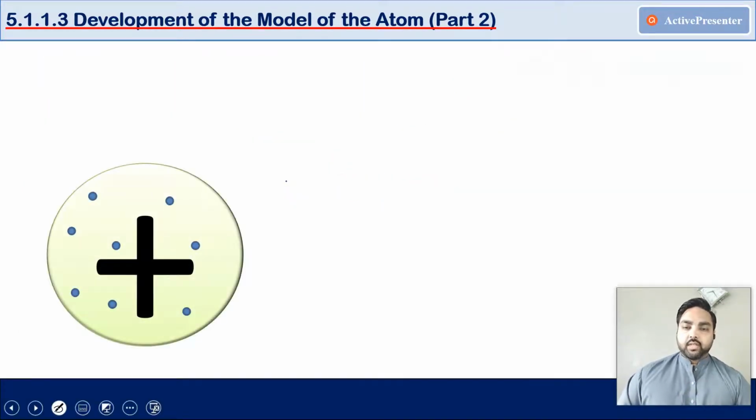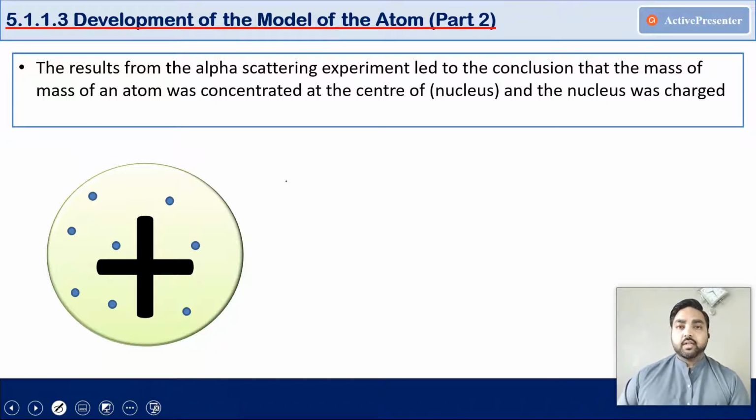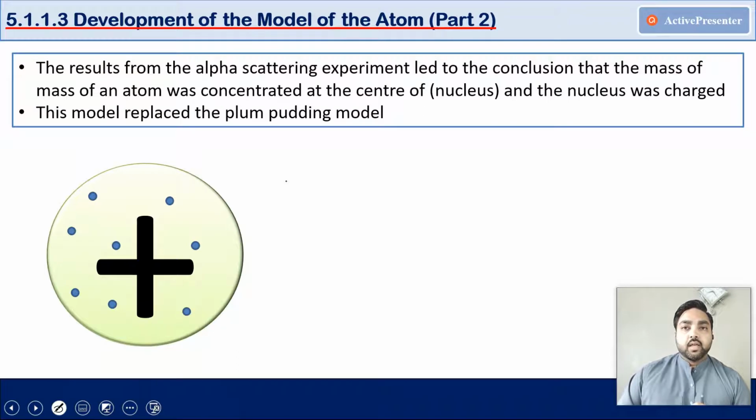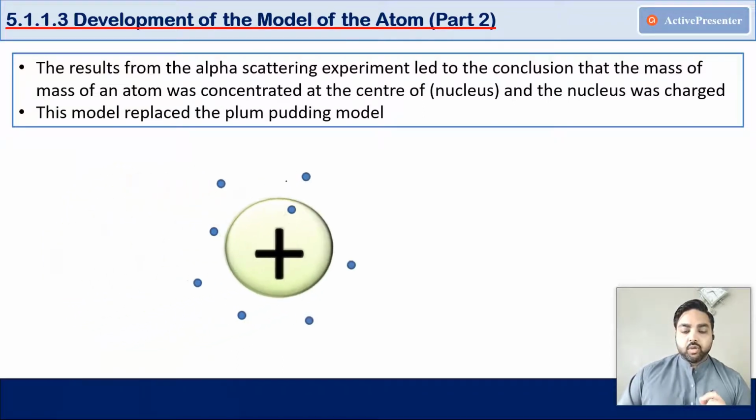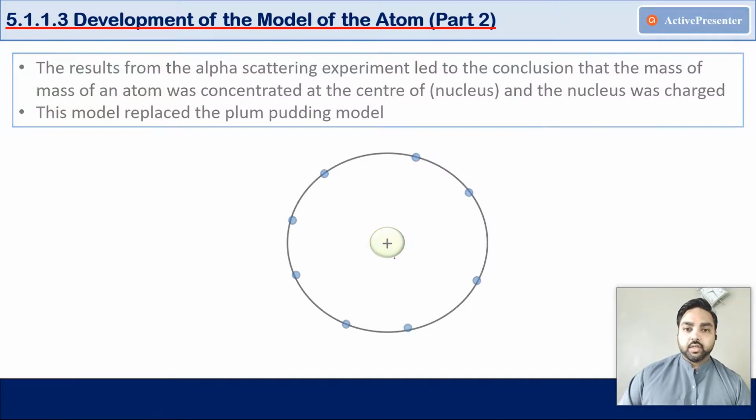Now, what that meant was that it caused issues with the plum pudding model as it currently stood. So the results from the alpha scattering experiment led to the conclusion that most of the mass of an atom was actually concentrated inside something very small. They refer to it as a nucleus, and the nucleus was charged positively. This model replaced the plum pudding model. So you've gone from having the mass spread out over the whole of the atom, to a situation where you've got most of the mass concentrated in this nucleus. Notice how the electrons are still all on just one shell. They're all just going around the outside of this nucleus.